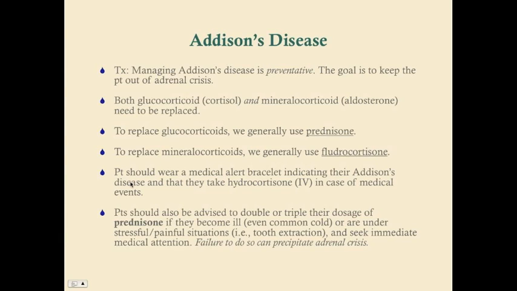The patient should wear a medical alert bracelet indicating that they have Addison's disease and that they take hydrocortisone in case of medical events. Why do you say take hydrocortisone in case of medical events? Because if the patient needs to have the medical alert bracelet read, it means that they're probably not aware and not able to take PO drugs. If you have an Addisonian crisis, you want to get the drugs into the patient right away. So you want the emergency personnel to know: give the patient hydrocortisone IV, get this patient out of crisis. You don't want to give the patient oral prednisone. That takes time to work.